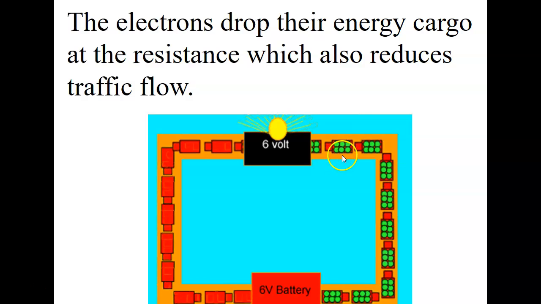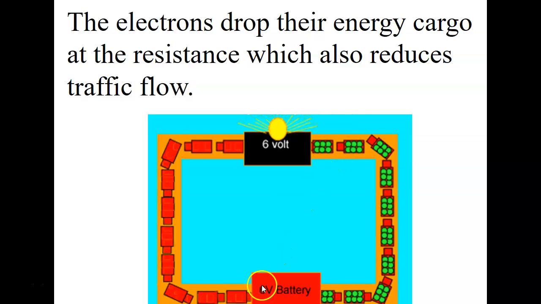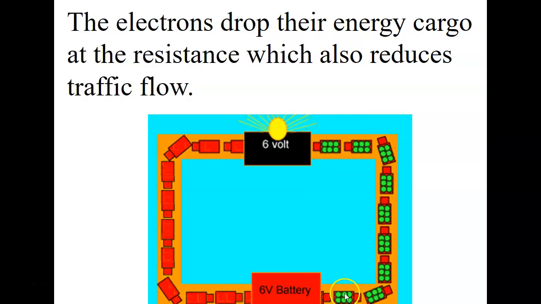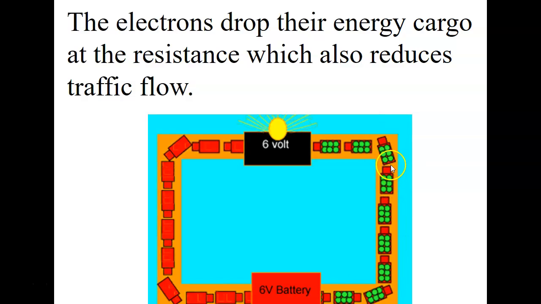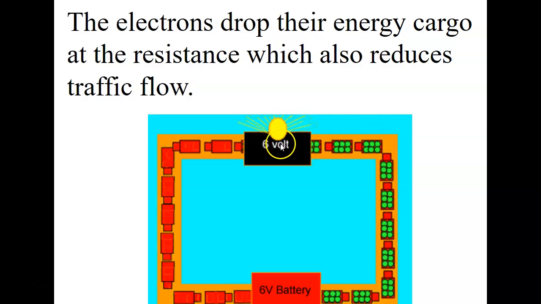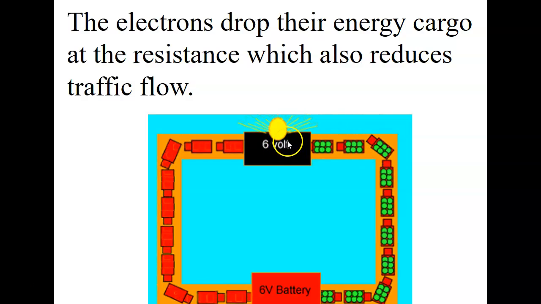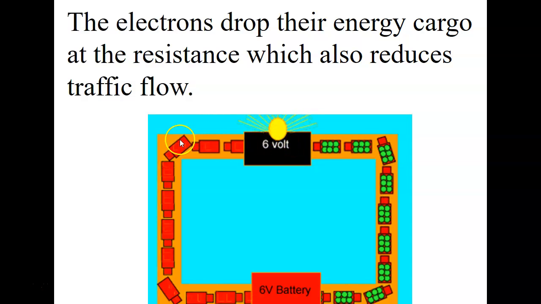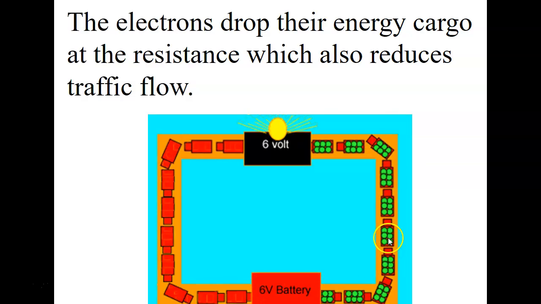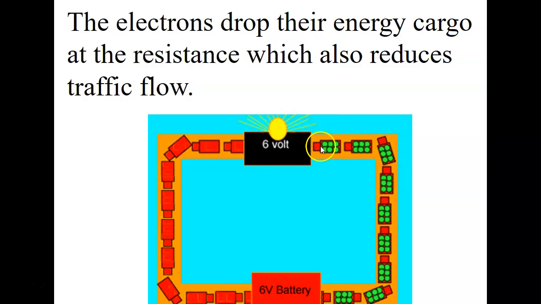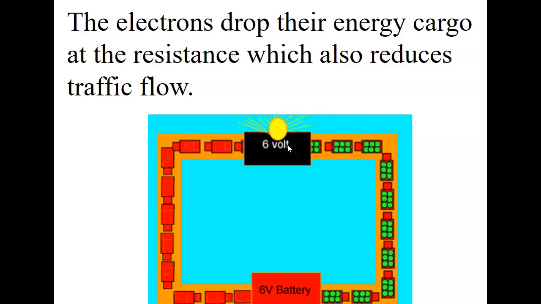So electrons go to the battery and pick up voltage. The green watermelons or barrels or whatever represent voltage. They don't lose any voltage along the way in the wire. They reach the light bulb, and that's when they dump off their voltage. Now they're coming back to the battery with essentially 0 voltage, and they get pumped up again with 6 volts of energy, and they dump off their energy, et cetera, et cetera.